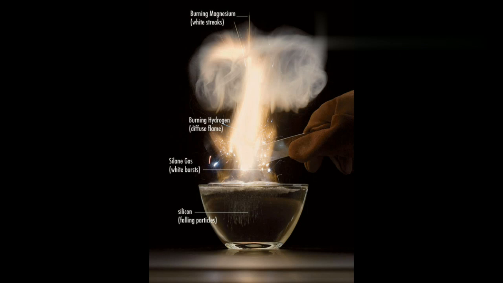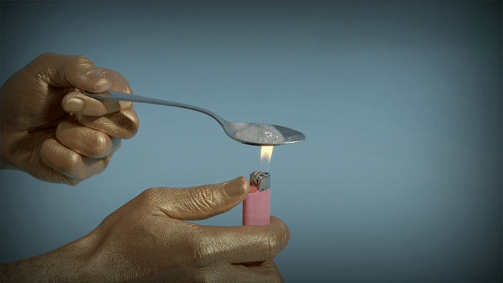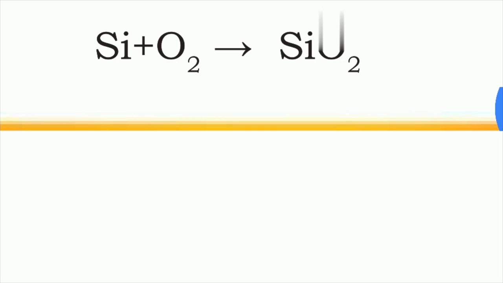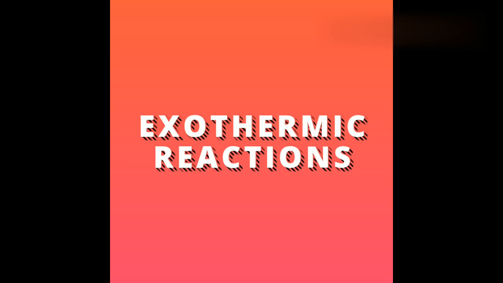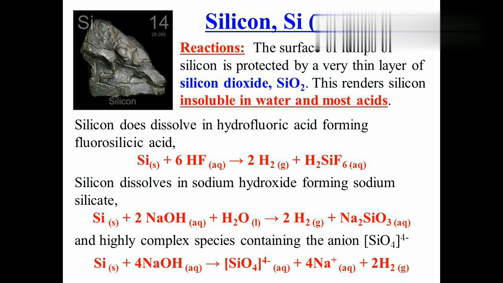It burns brilliantly in the air and vigorously in oxygen to form silicon dioxide. Si + O2 gives rise to SiO2. In this reaction, there is liberation of heat energy. Chemical reactions which liberate heat energy are called exothermic reactions.